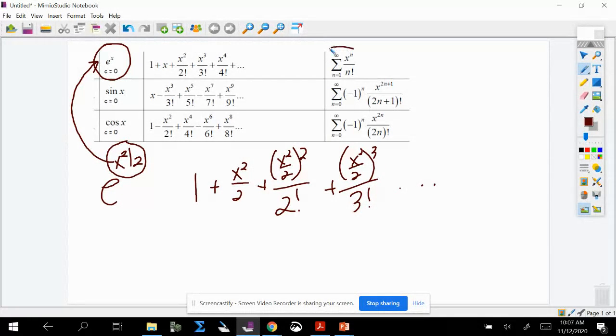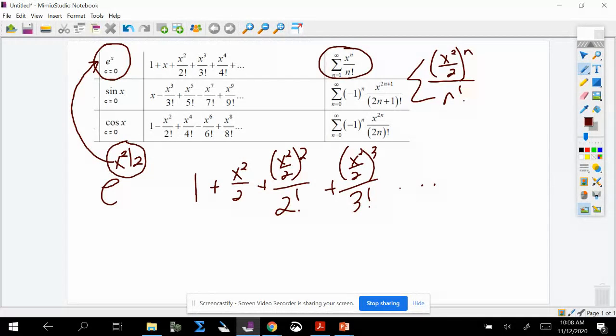I can even do it for the general term. If I put x squared over 2 in for x, that whole thing to the n over n factorial, we call that the general term of this Taylor series. So you have this great way to manipulate a series by combining it with something that you already know.